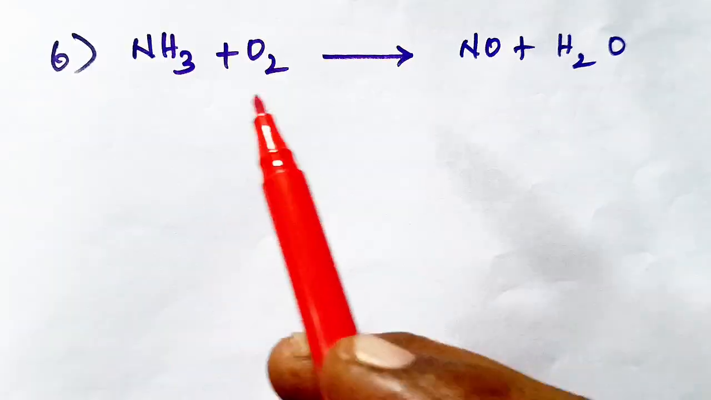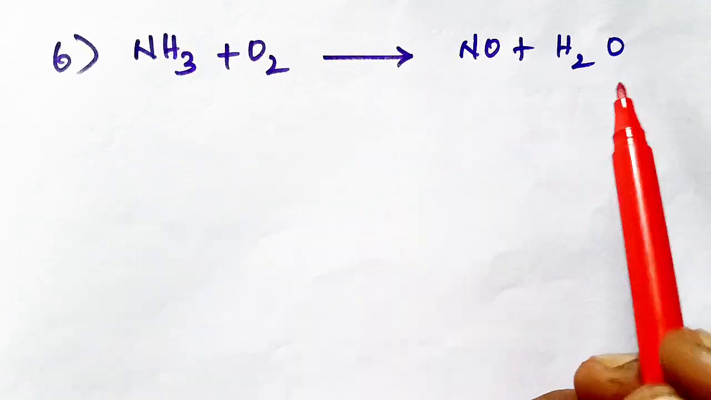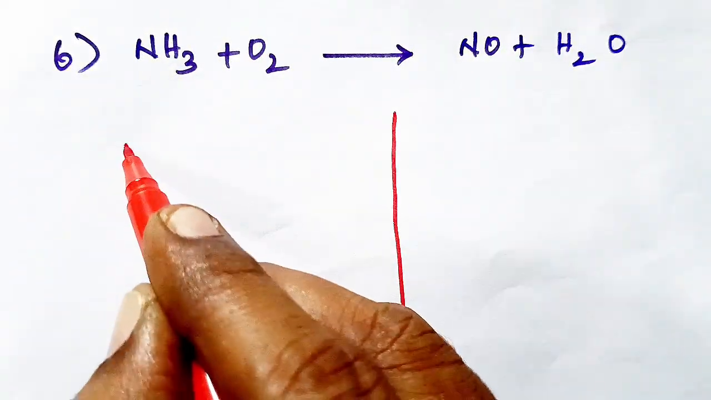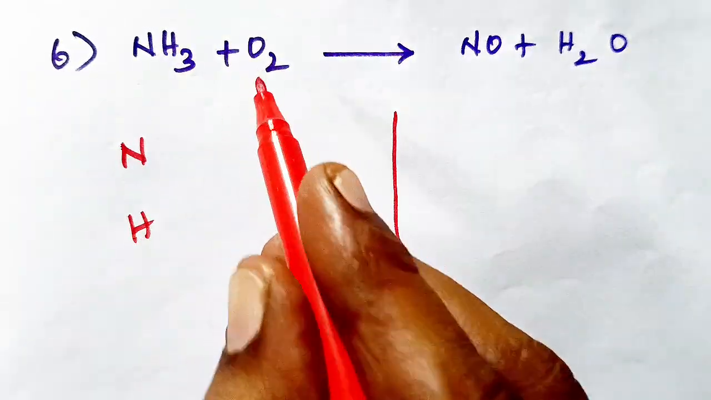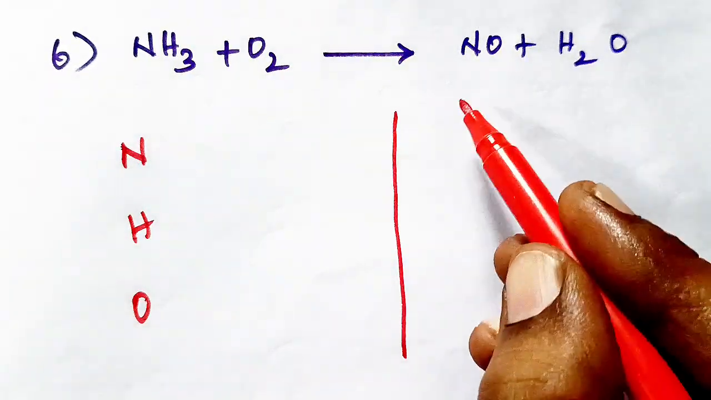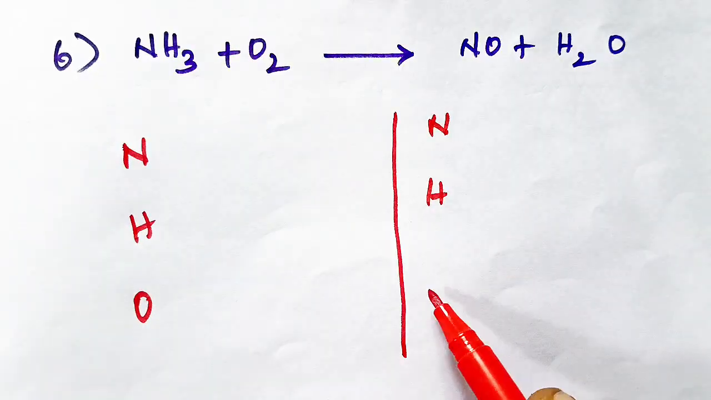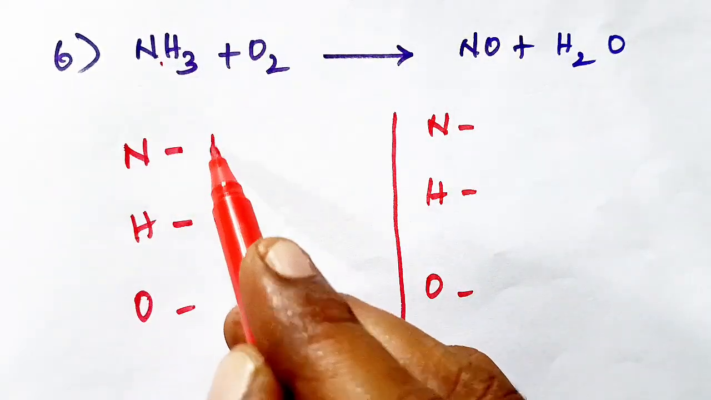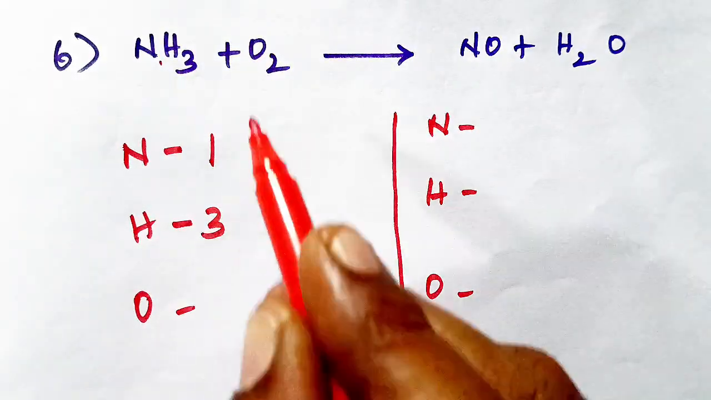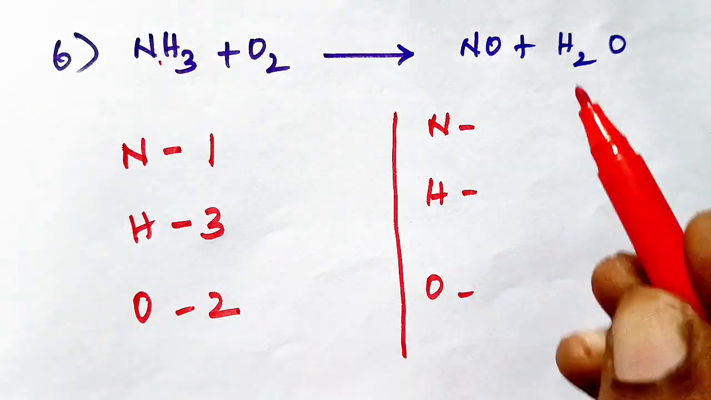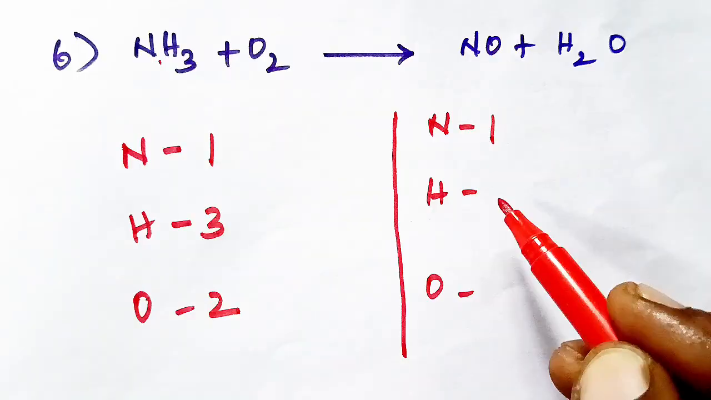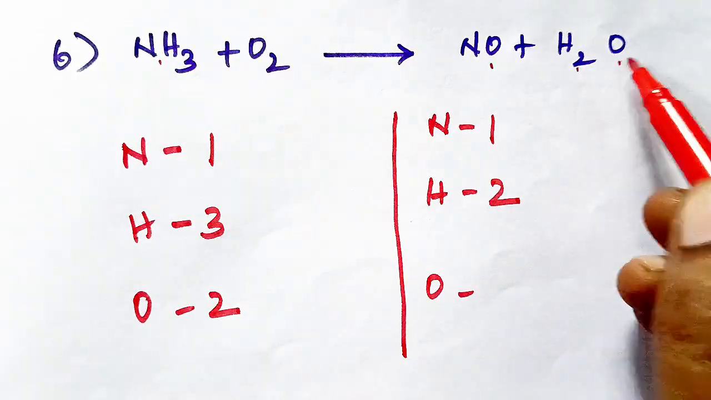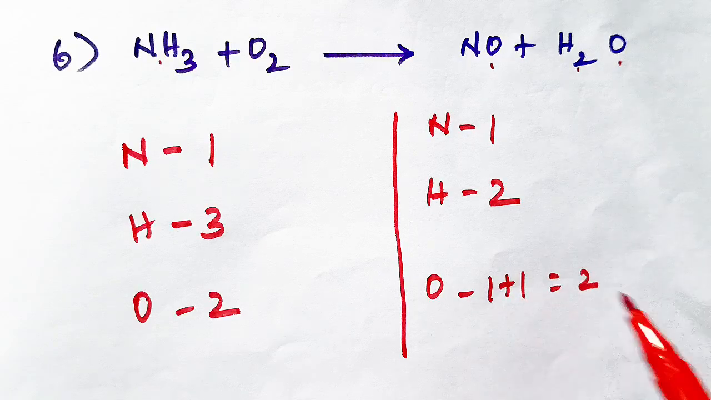Okay, next question, NH3 plus O2 gives NO plus H2O. So write the names of the atoms. Reactant side N, hydrogen, then oxygen. And then product side N, hydrogen, then oxygen. Now count the number of atoms. So nitrogen is 1, hydrogen is 3, then oxygen is 2. This side N is 1, hydrogen is 2, then oxygen is here 1 and here also 1, so 1 plus 1 is equal to 2.